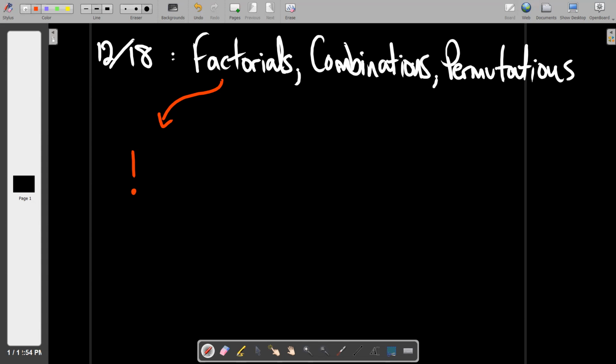So if I were to put this down, let's see if that rings any bells, and maybe you could say, oh, I've seen this before. 5 factorial equals 120. Any thoughts on what that could possibly mean? Nope.